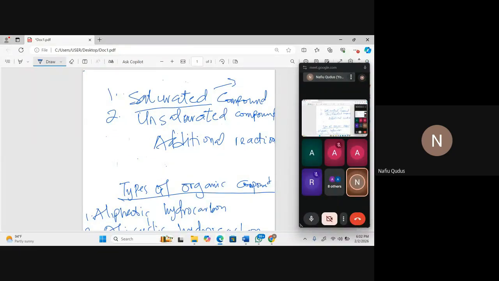So in this case, for the alkane family, the first member, which is CH4, methane, right? We draw it as this. It has 4 hydrogen atoms, right?